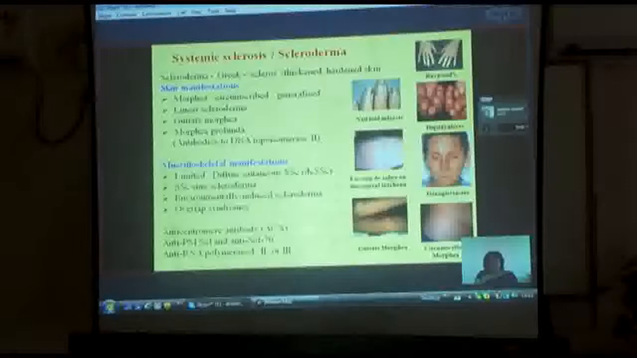Anticentromere antibodies are seen in limited disease, which we call CREST syndrome. Anti-PM-Scl and anti-Scl-70 antibodies are seen in diffuse cutaneous scleroderma. Anti-RNA polymerase 1, 2, and 3 may also be present in these patients.